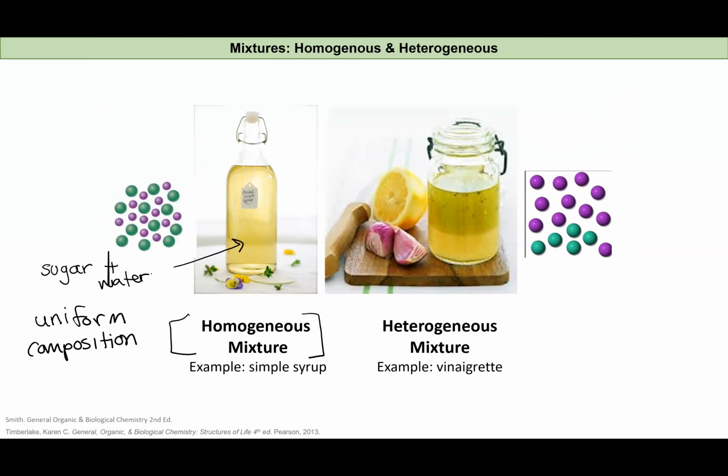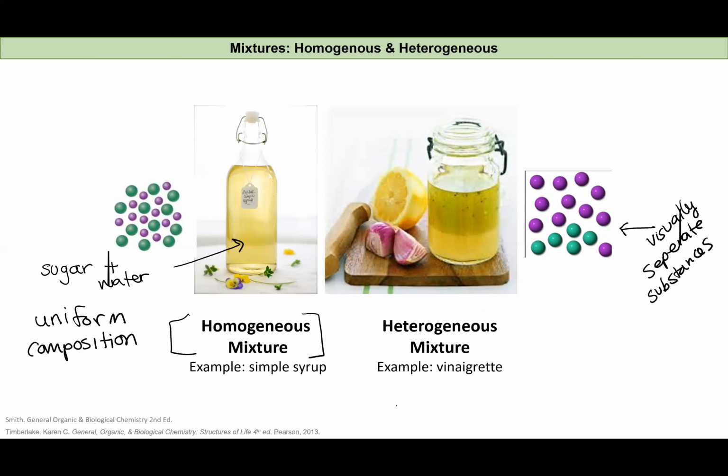Now, a heterogeneous mixture is going to be where our two compounds that we've mixed together don't actually mix in a uniform way. And so it looks like you can visually separate your two substances.